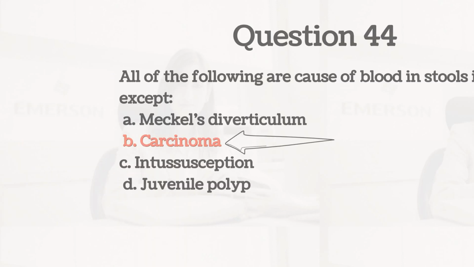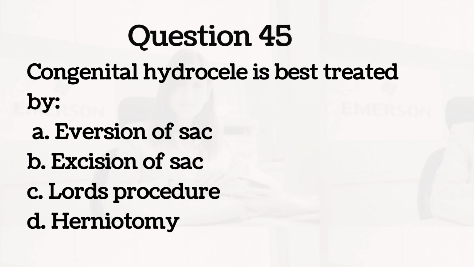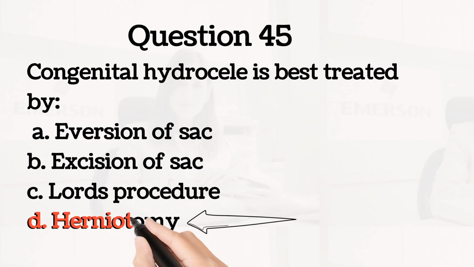Then question 45, saying congenital hydrocele is best treated by A. Inversion of sac, B. Excision of sac, C. Lord's procedure, then D. Hemorrhage. So the answer for this question is the best treatment for a congenital hydrocele. So the key point here is congenital hydrocele.